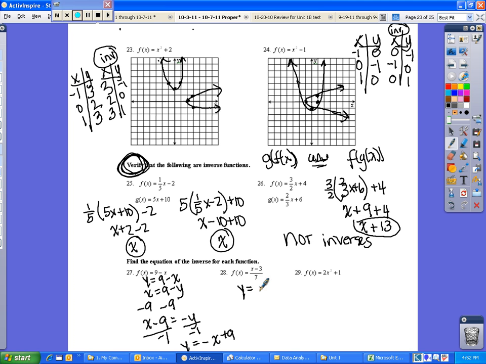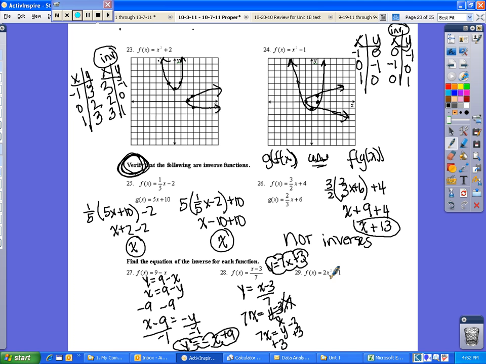Do the same thing here, y equals x minus 3 over 7. So x equals y minus 3 over 7. Multiply both sides by 7. That crosses out with this. 7x equals y minus 3. Add 3 to both sides, and now you have your inverse equation of y equals 7x plus 3. Same thing here.